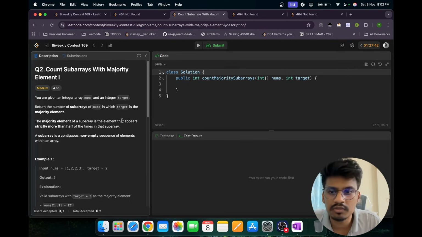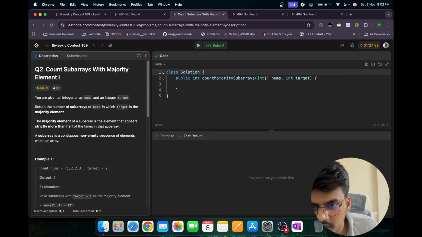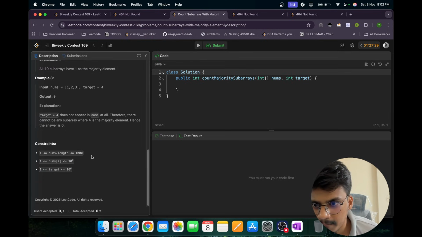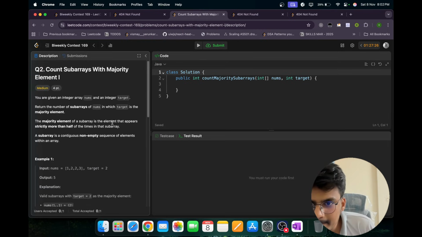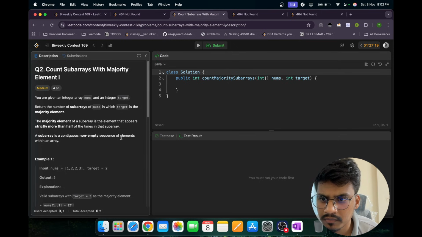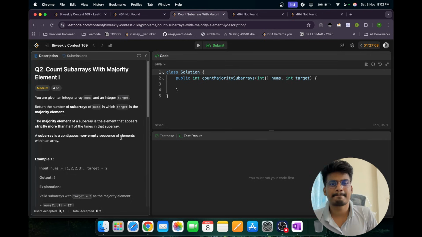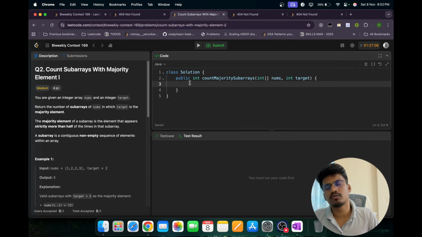Okay, number of subarrays in which target is the majority element. The majority element of a subarray is the element that appears strictly more than half of the times in that subarray. More than half of the times in that subarray. Okay, great. Okay, so what can we do?